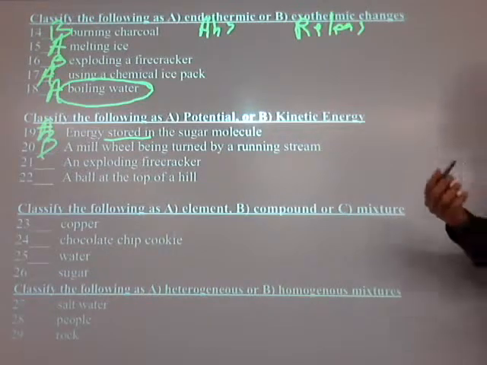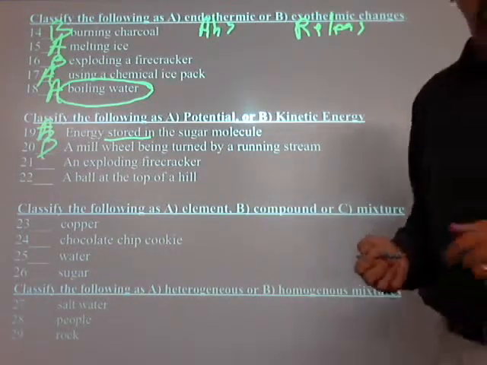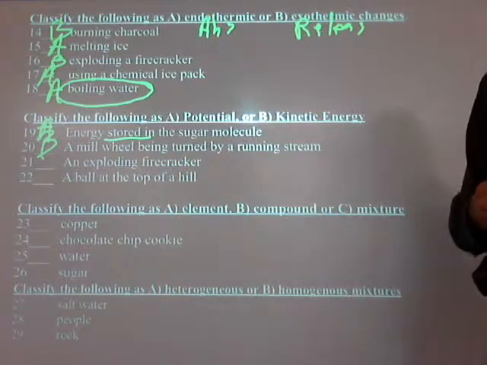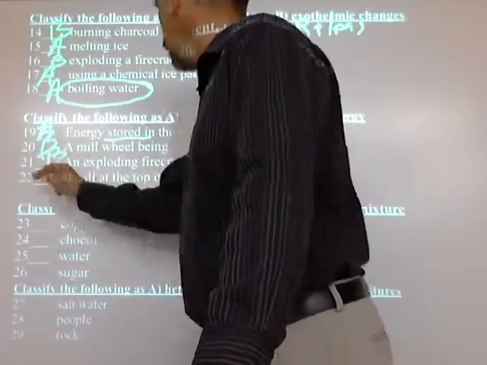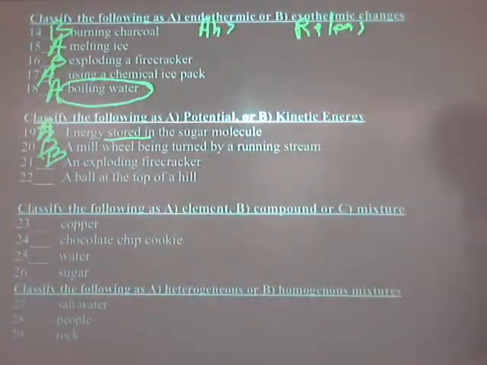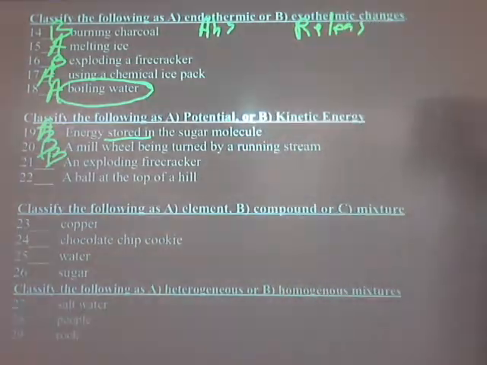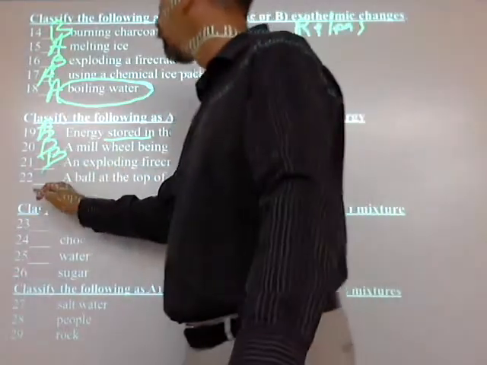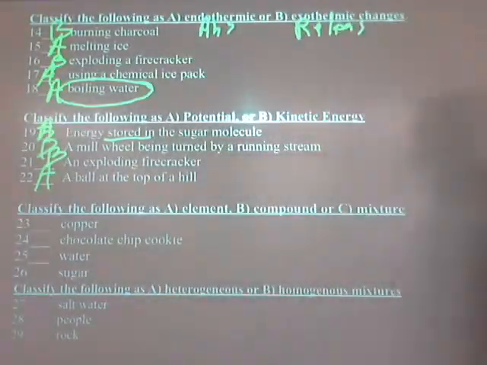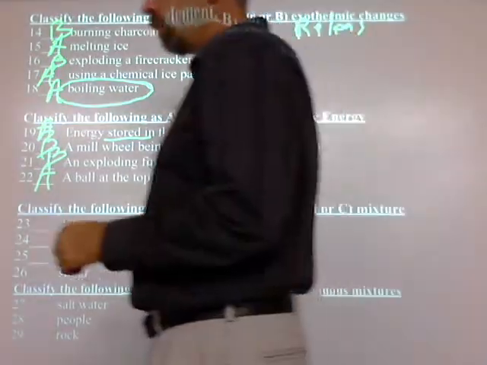An exploding firecracker. Now, it's not necessarily about the motion, but maybe about the heat. What do you think about that one, Margaret? Kinetic, B. And a ball at the top of a hill. What about that one, Eric? A, which is? Potential. All right, because it has energy at the top of the hill. As it rolls down, it would be kinetic energy.